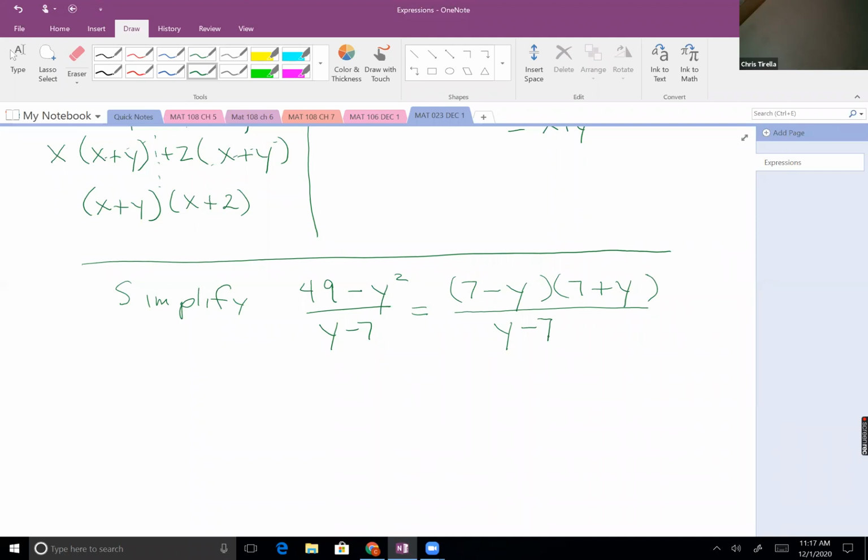Now, there aren't any factors that match up exactly, but as I look at this, the 7 minus y and the y minus 7 are real close, aren't they? It's just that the subtraction is reversed. And does everybody remember last class? We ended by saying that if the subtraction part of me is reversed, they can cancel, but they cancel to -1. And so my final answer would be the negative of 7 plus y.